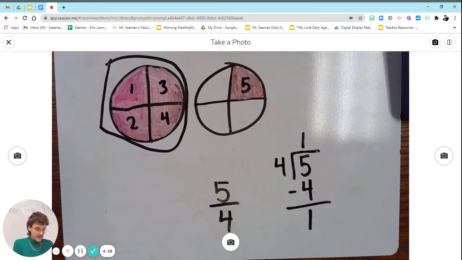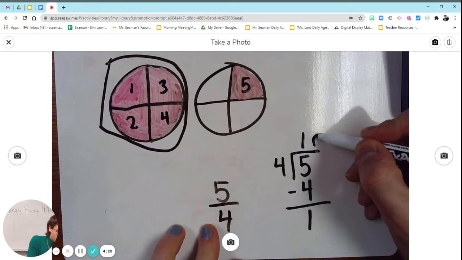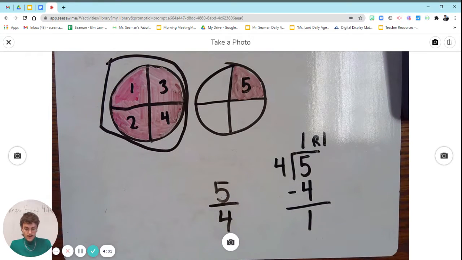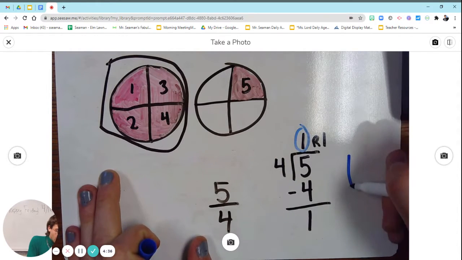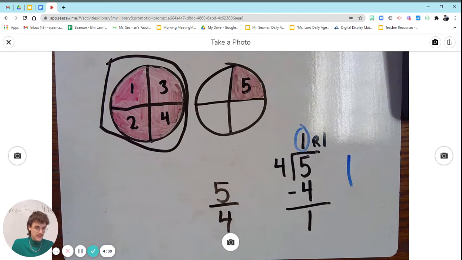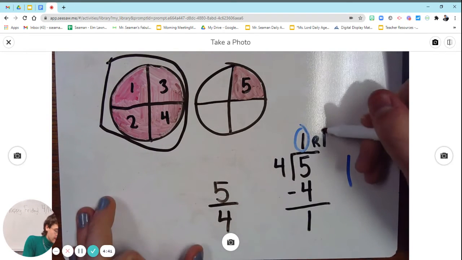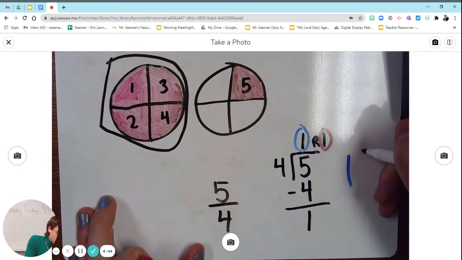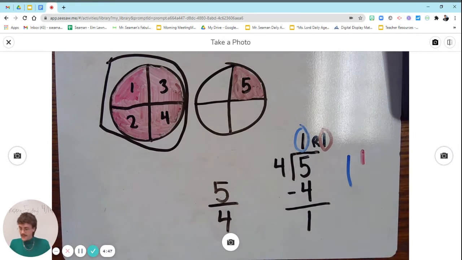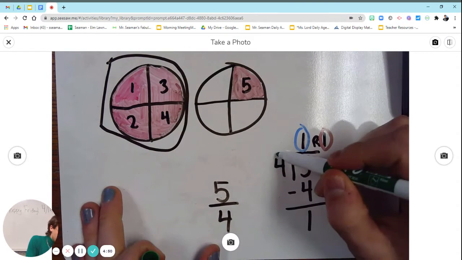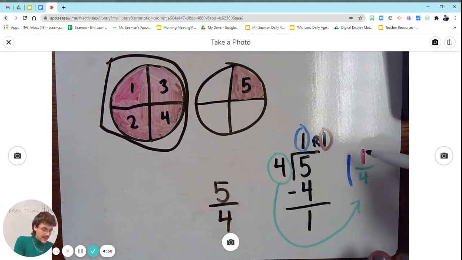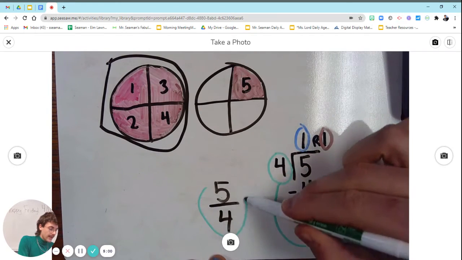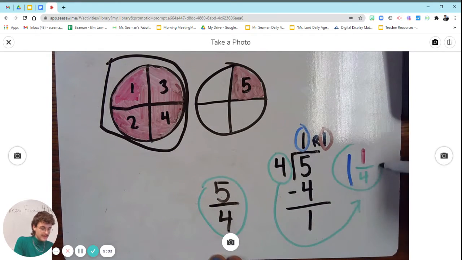Now here's where the fun thing comes in. I'm going to just put a remainder of 1. Here is what I want to do now. My whole number becomes our 1, our mixed number's whole number. Our remainder becomes our numerator. And finally, our divisor becomes our denominator. So that is how you can go from an improper fraction to a mixed number.